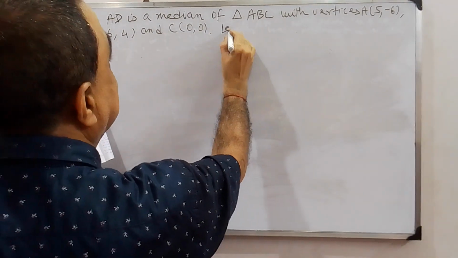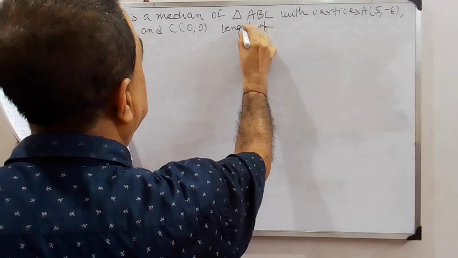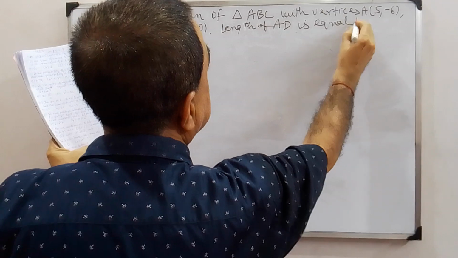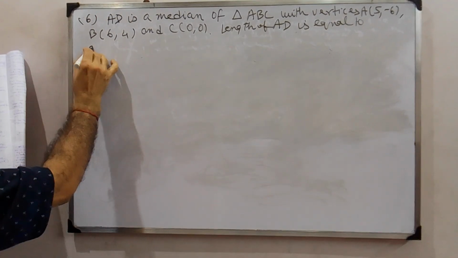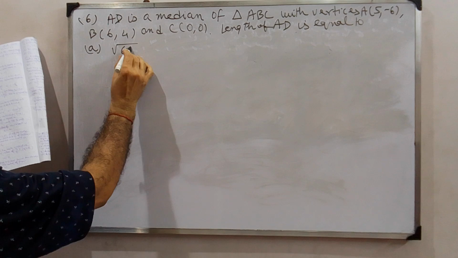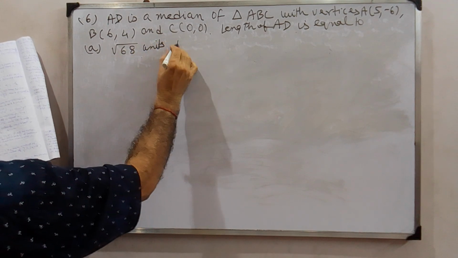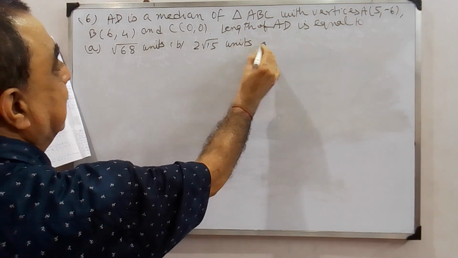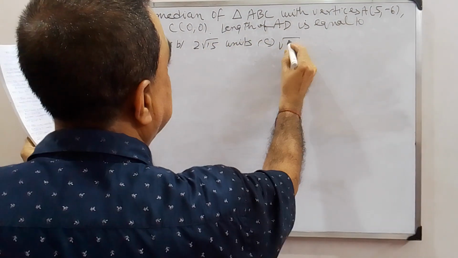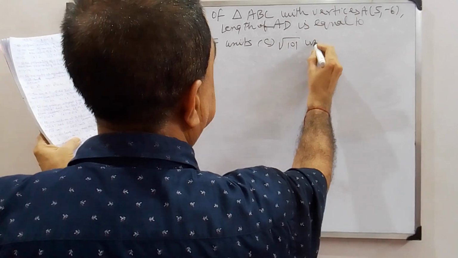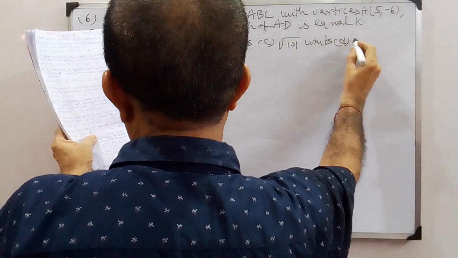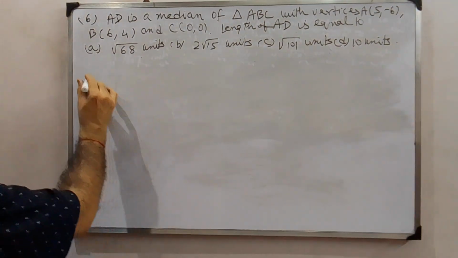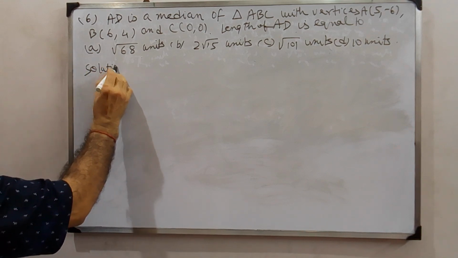Then the length of AD is equal to, and here four choices are given. First one is root 68 units. B is 2 root 15 units. C is square root of 101 units. And D is 10 units. We have to find which one of these is correct.